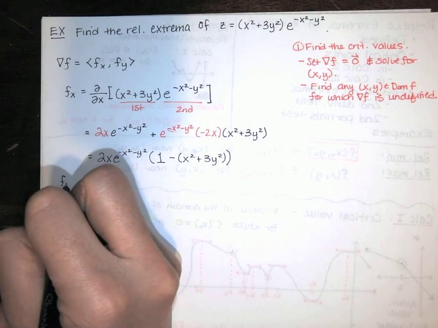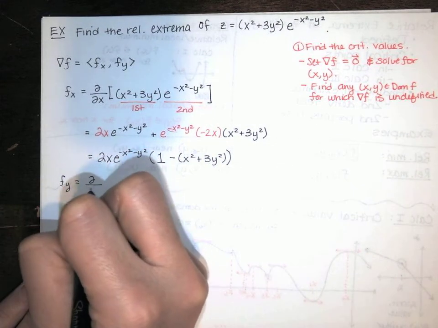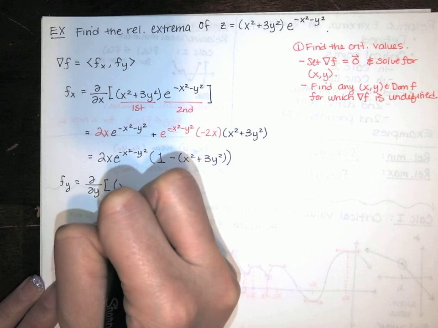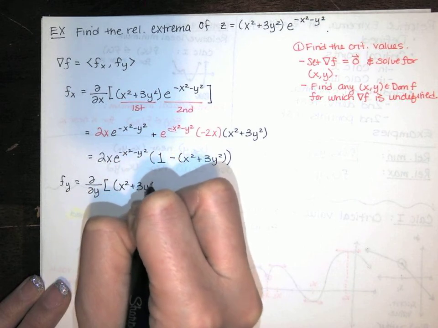Now to find the partial with respect to y, we do the same thing all over again.